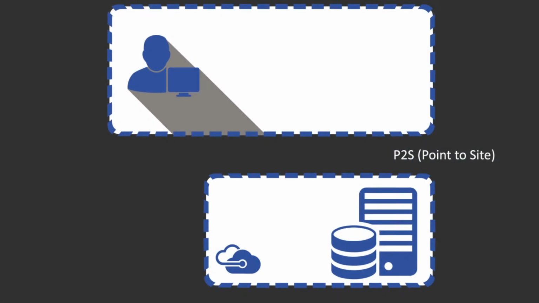So the first type of virtual private network that Azure supports is called point-to-site. It's actually also the simplest to set up. The concept of this is you've got a single computer within your network that needs to connect to this virtual network within Azure. This is perfect for when you're in the development phase.